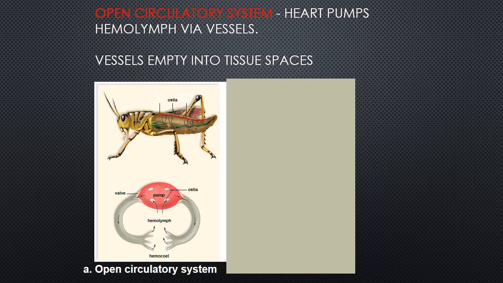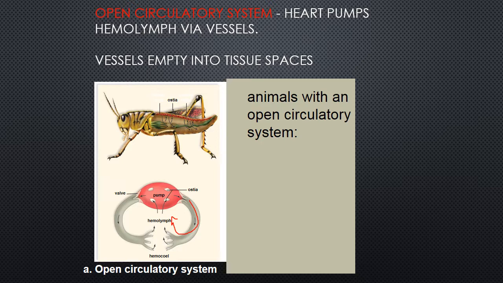So just as a reiteration, our open circulatory system, they still have what's called a heart, and it pumps the hemolymph via vessels into the open tissue spaces. But it doesn't have those capillaries that contain the fluid. This one, it's transported via vessels, but then dumps into a cavity. So our animals with our open circulatory system are our bivalves, like our clams, our gastropods, and all of our arthropods.